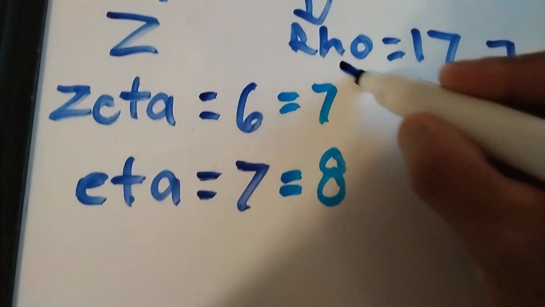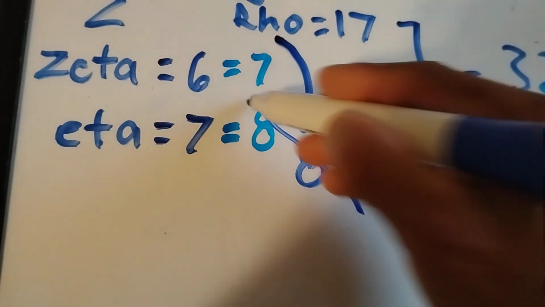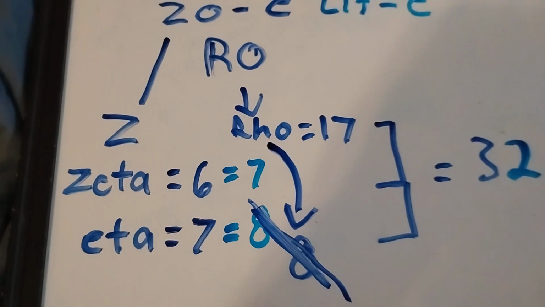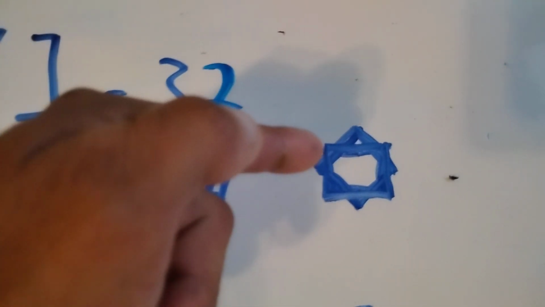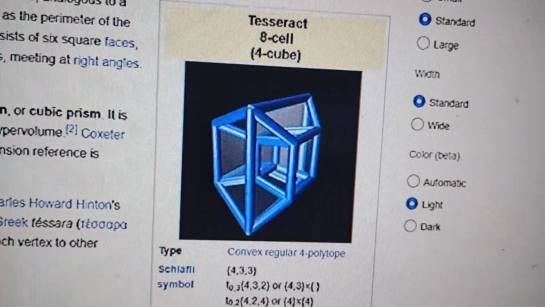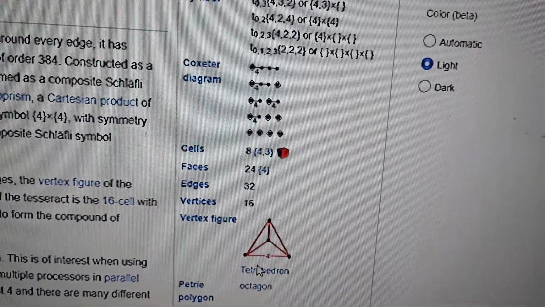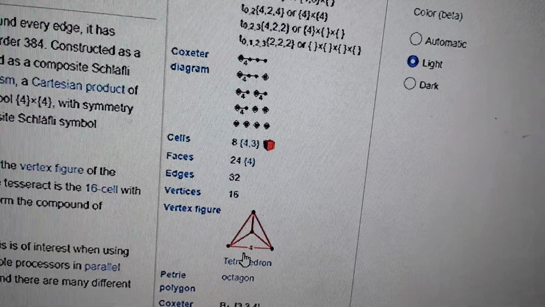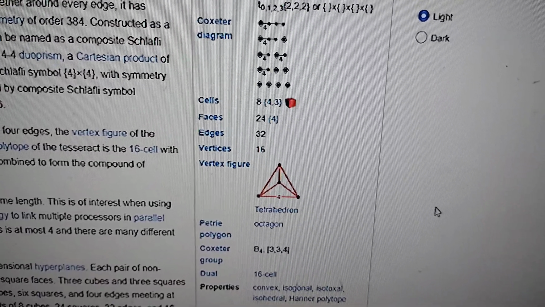Of course, this H is also number 8, which cancels that out. So that's essentially neutralized. And this 32 equals 8 times 4, which is technically a tesseract. Tesseract, 8 cell, 4 cube. 8 cells, 24 faces, 32 edges, 16 vertices. There's square 2, 4, 6, 8 divisibles and or multiples, because 2 times 2 is 4, 2 plus 2 is 4. That's the only square number.